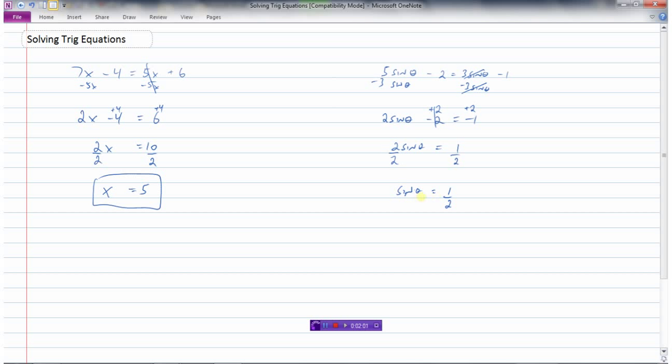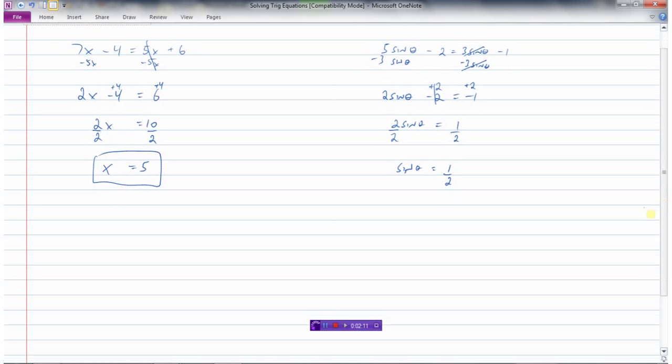Now we haven't actually solved for theta here yet. We've got to figure out what the angle is. So we're not done yet, but we've got it so that sine theta equals 1/2. And now what we can do is we can go to our unit circle. So we know this is 0, we know this is pi over 2, pi, 3 pi over 2, and 2 pi. And so let's say that we want to find all of the angles between 0 and 2 pi.